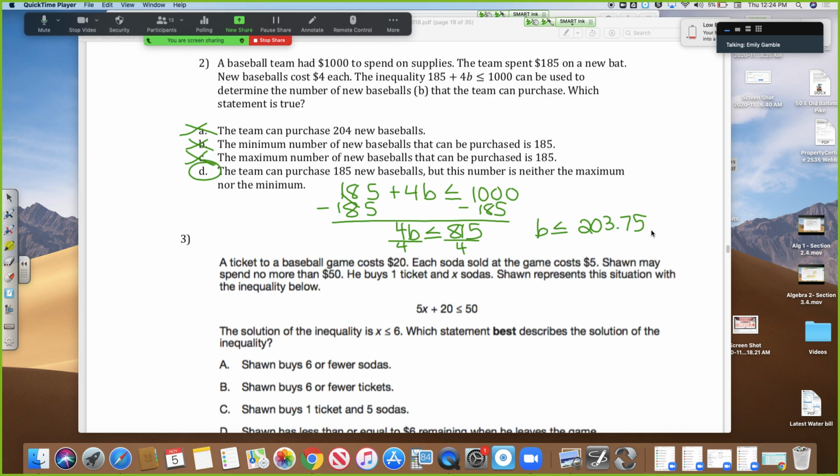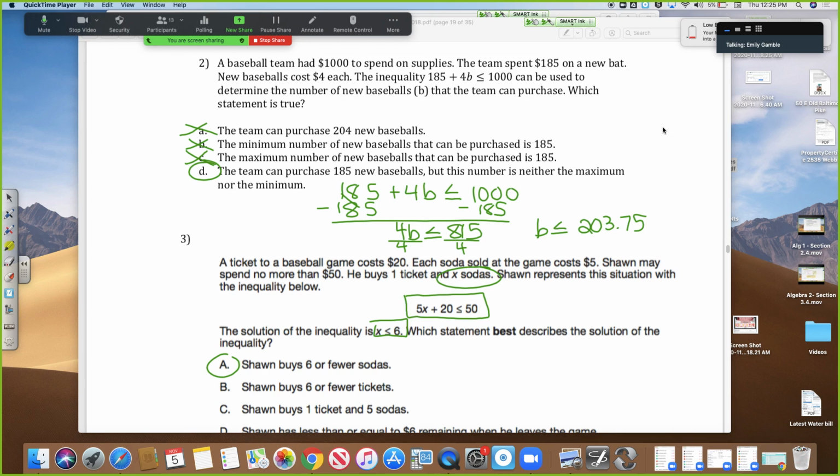Number 3 says a ticket to a baseball game costs $20. Each soda sold at the game costs $5. Sean may spend no more than $50. He buys one ticket, and sodas are represented by X. Here's the inequality: 5X plus 20 is less than or equal to 50. You solve it, and you get X is less than or equal to 6. So what does that mean? Does it mean Sean buys 6 or fewer sodas? Sean buys 6 or fewer tickets? Sean buys one ticket and 5 sodas? Or Sean has less than or equal to $6? Okay, yes, this one would be A.